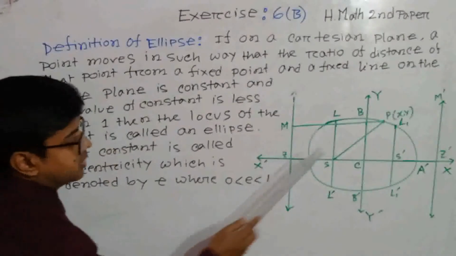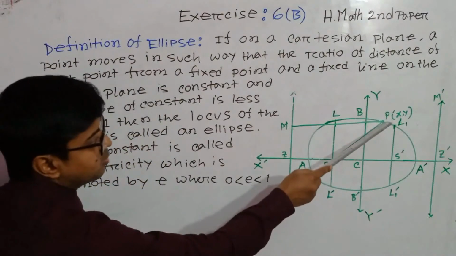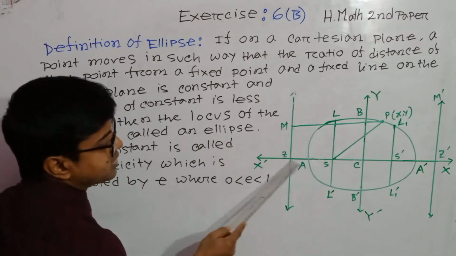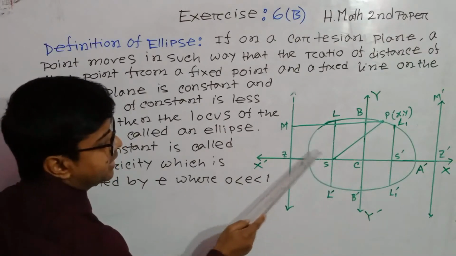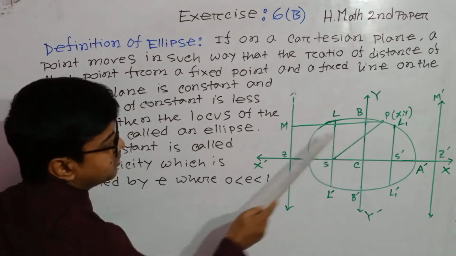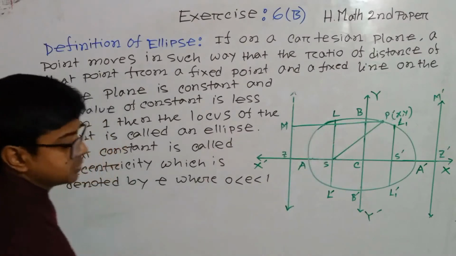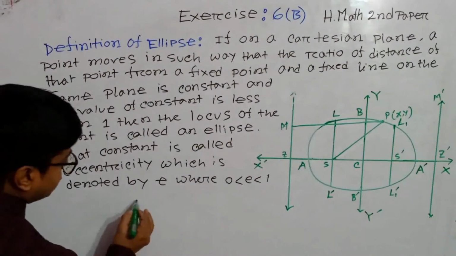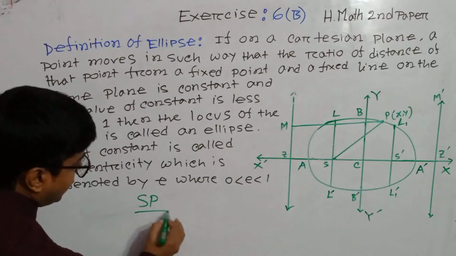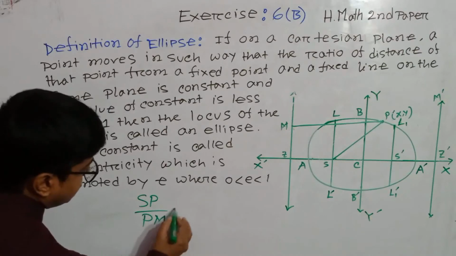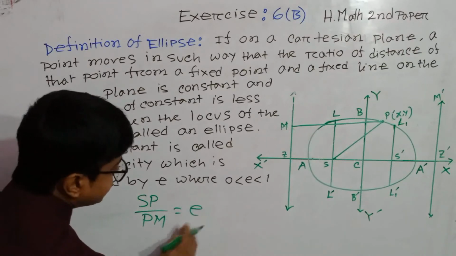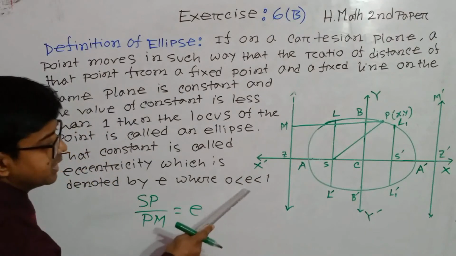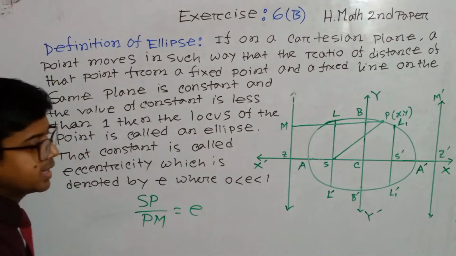Look at this. Here P is the moving point and S is the fixed point, with a fixed line. Here we can write SP by PM equals e. Here e is the constant of the ellipse, where 0 < e < 1.